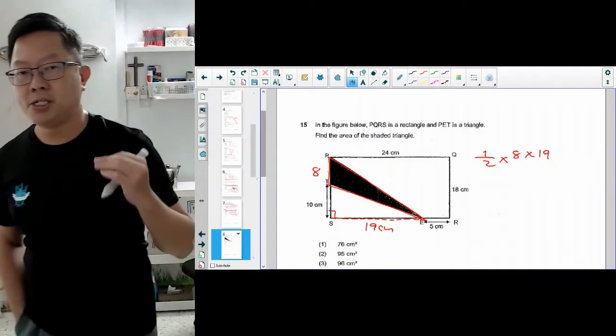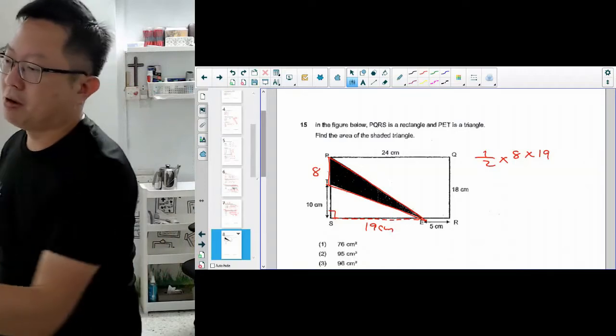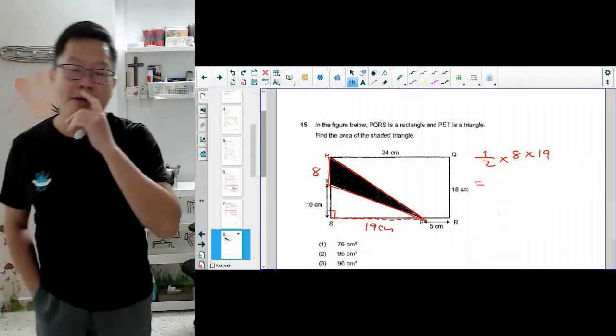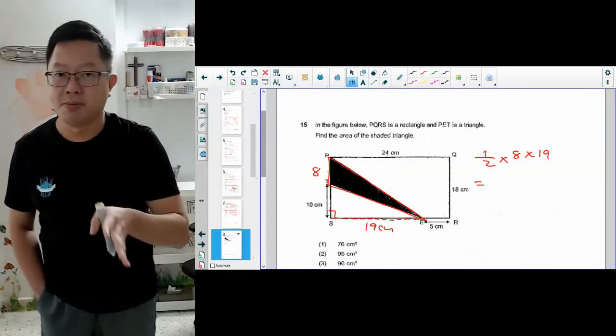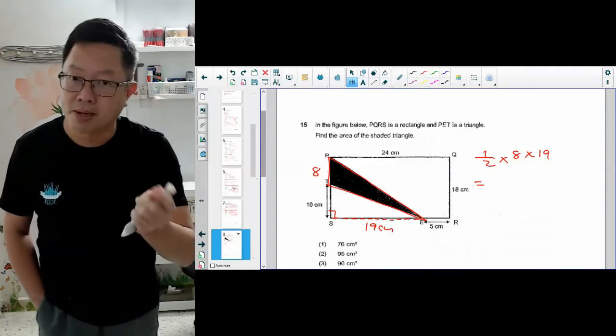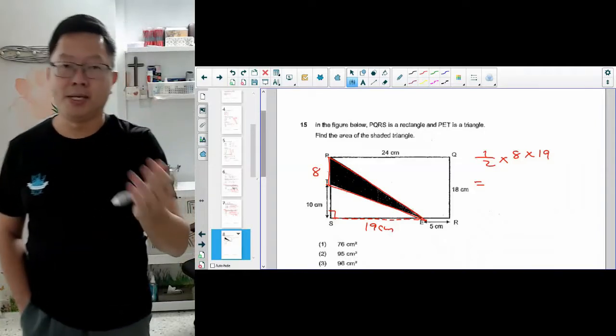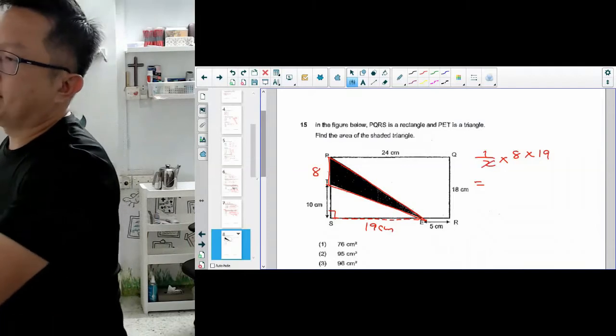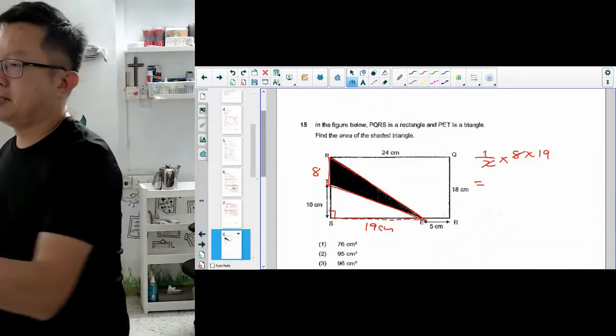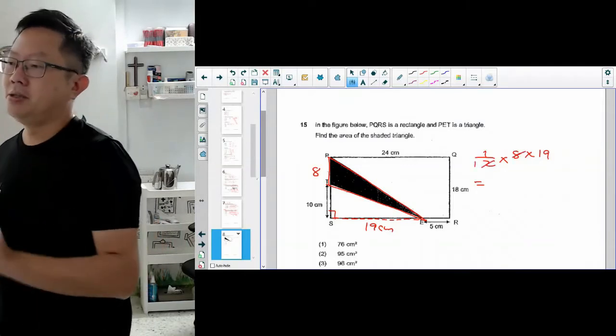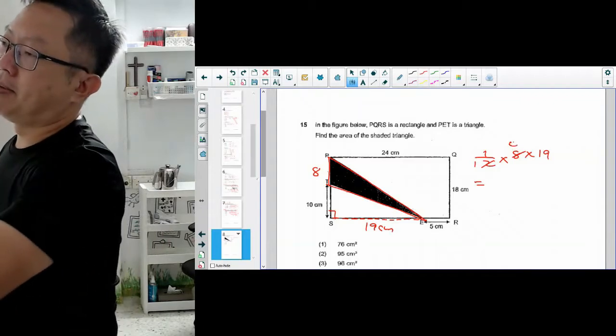There is a shortcut, or rather, your teacher will have taught you to cancel, which is important. Because if you don't cancel to make the number smaller, then you have to work out more working. So when you cancel, you make the number smaller and you reduce the working. So 2 divided by 2 is 1, 8 divided by 2 is 4.